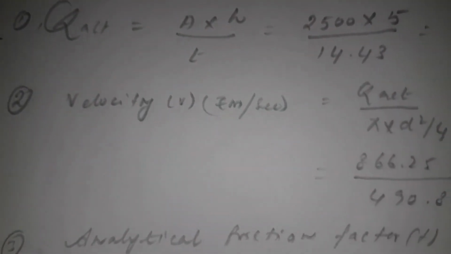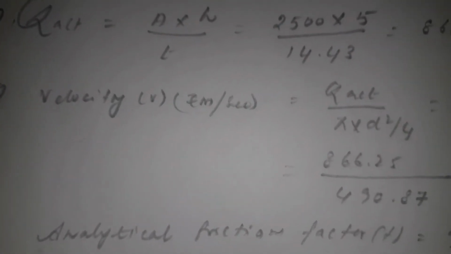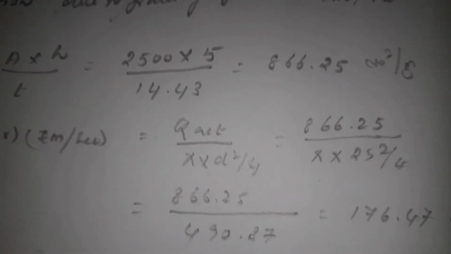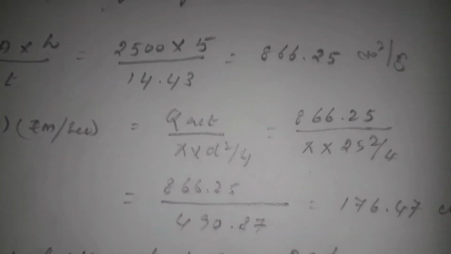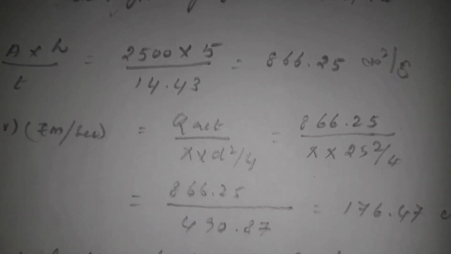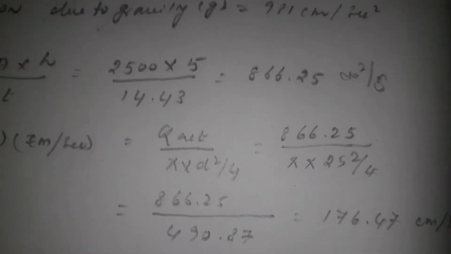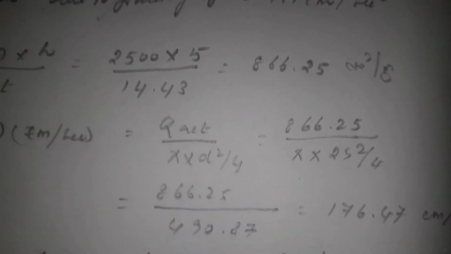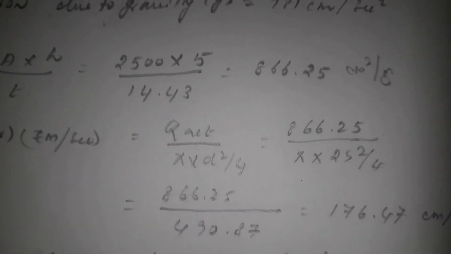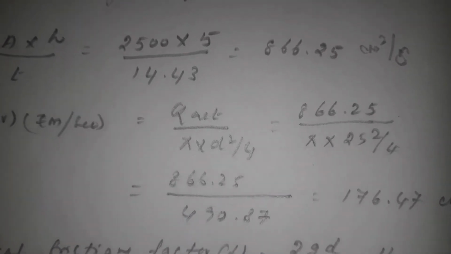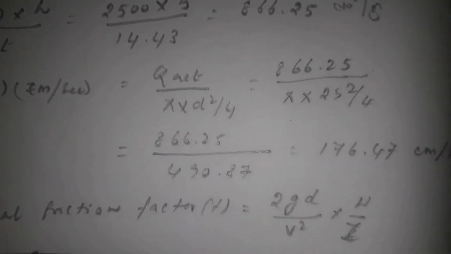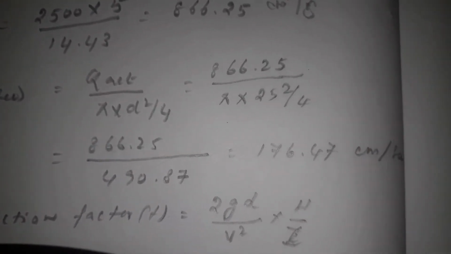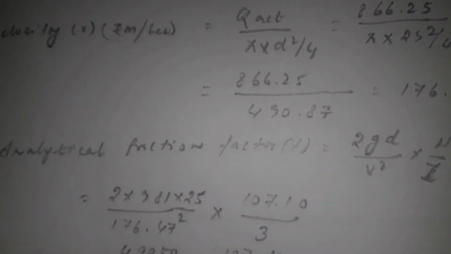Then we can calculate velocity V. The unit is centimeter per second. The formula is Q actual divided by pi into d square by 4, and Q actual value already found, 866.25, divided by pi into d value, which is 25. So 25 square by 4. Suppose you are using a 20 mm diameter pipe, then you should substitute 20 here. The final answer is 176.47 centimeter per second.